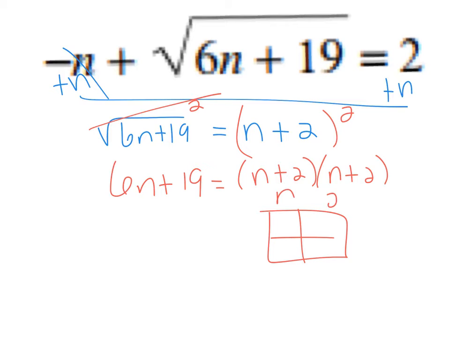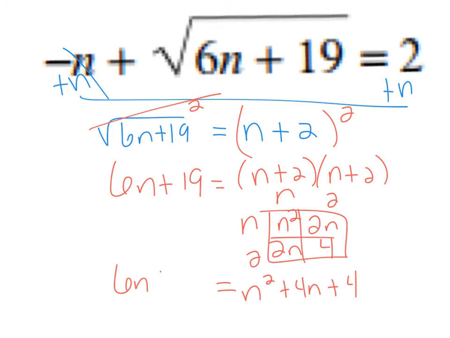So n plus 2, n plus 2. N times n is n squared. 2 times n is 2n. 2n again, and 4. Okay, so then you would end up getting n squared plus 4n plus 4. And then 6n plus 19.